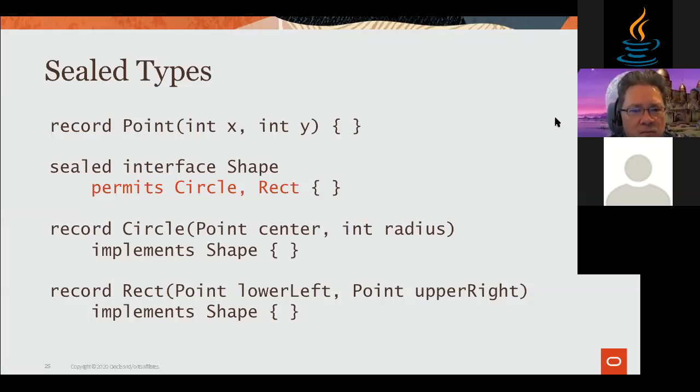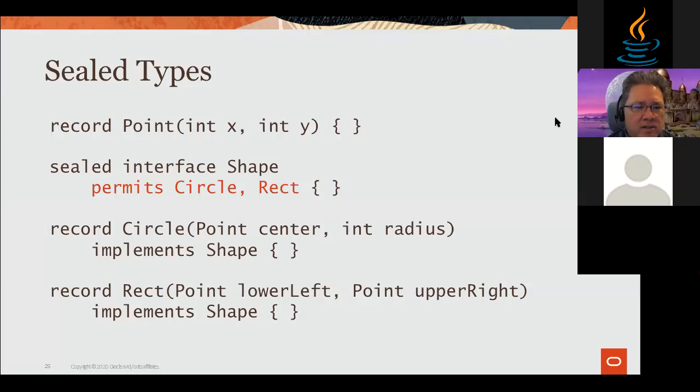This works well with regular classes as well as interfaces. But we have our point record, which we saw earlier, and now we're declaring a sealed interface shape that has nothing in it except that it says it permits only two implementations, circle and rect. Then right below, we see a record circle that has a center and a radius, and that implements shape. And a rect has two points determining the corners of the rectangle, and that also implements shape.